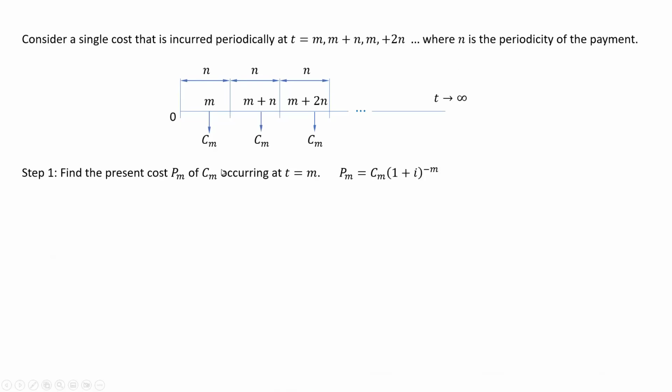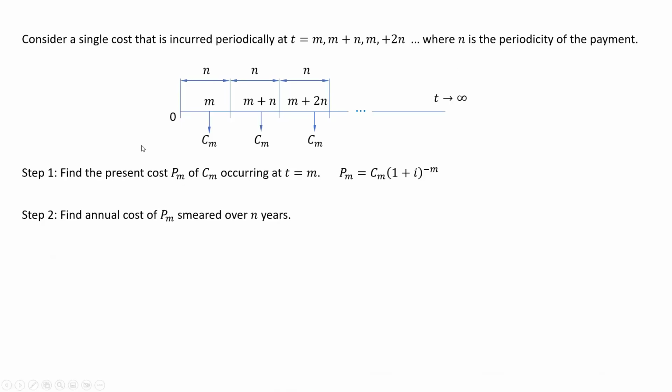Okay? And we know the formula for that is P sub m equals C sub m times 1 plus I to the negative m. It's just a future cost and you are pushing it back to t equals 0. So this formula should make sense to you, right? But then step 2 is find annual cost of P sub m smeared over n years. So you take the single cost at t equals 0 and ask yourself how many equal costs over t equals 1, 2, 3, 4, all the way up to t equals n would that single P sub m equal?